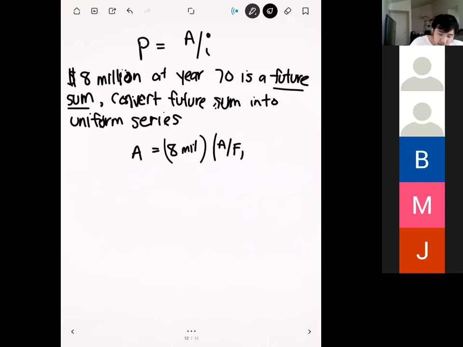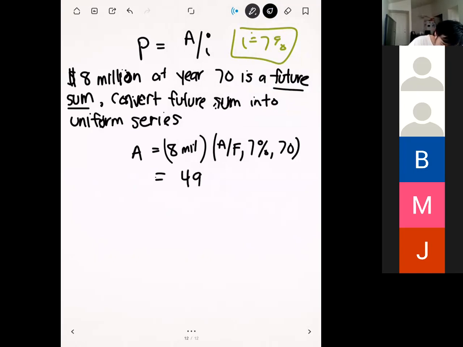Oh, I think I forgot to give the interest rate. And so let's assume that we have an interest rate of 7%. Right. And then 70 years. And then what we get is $4,960.